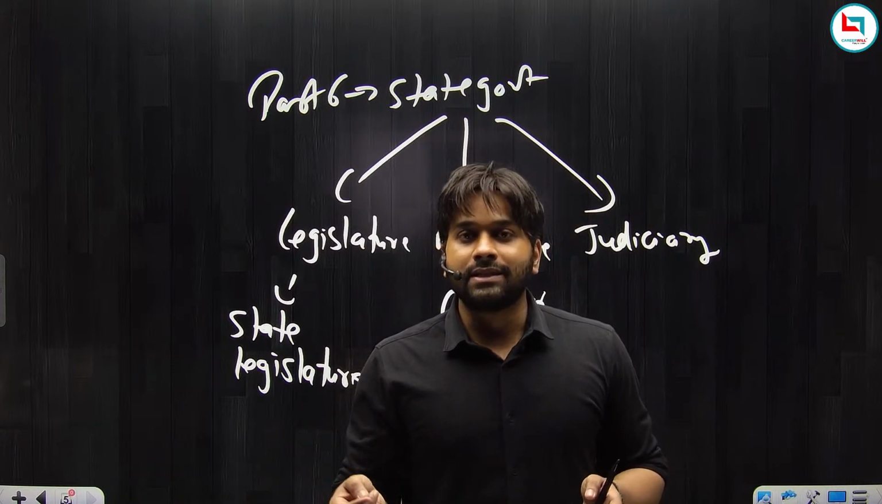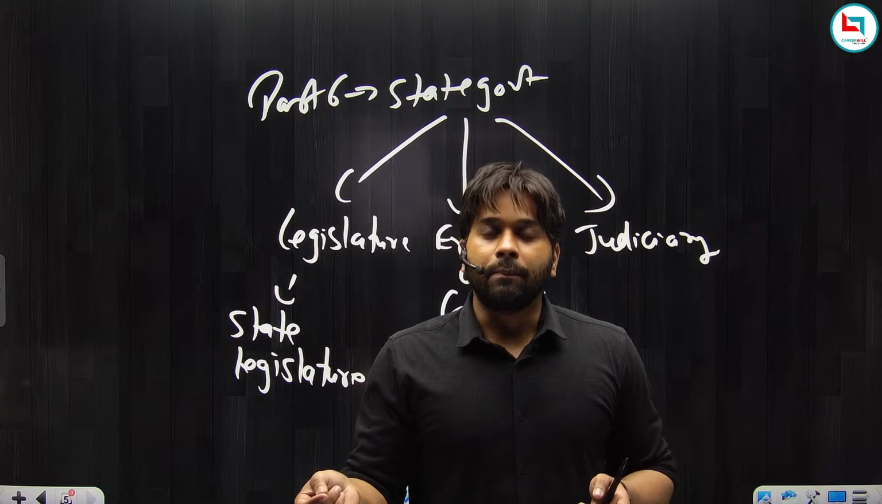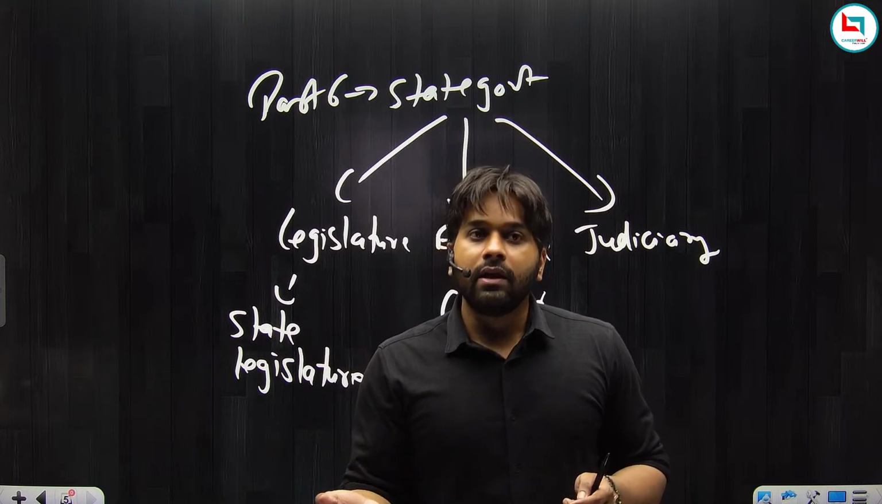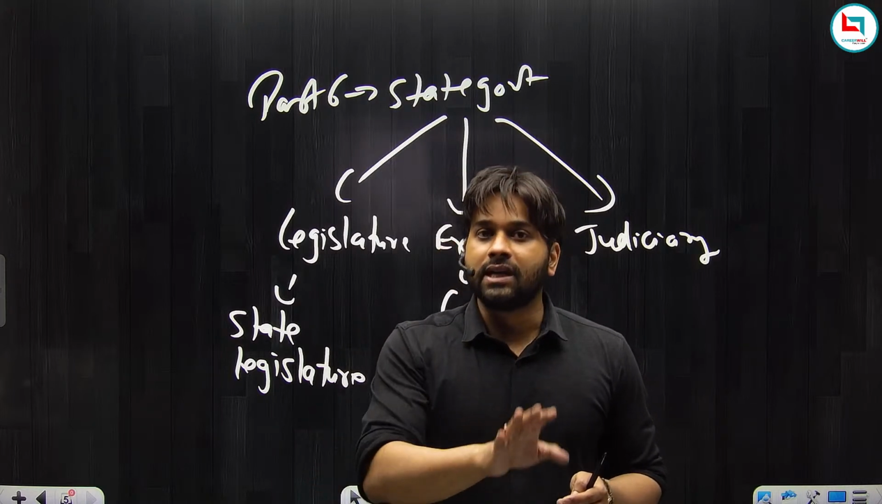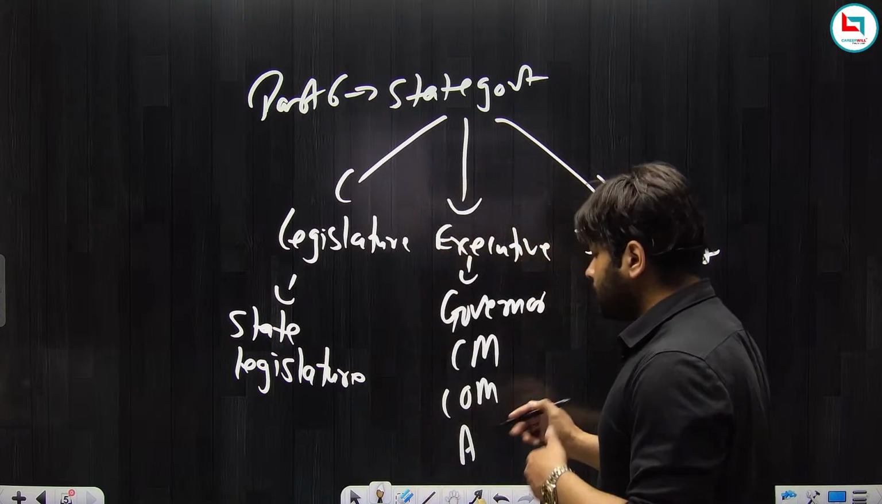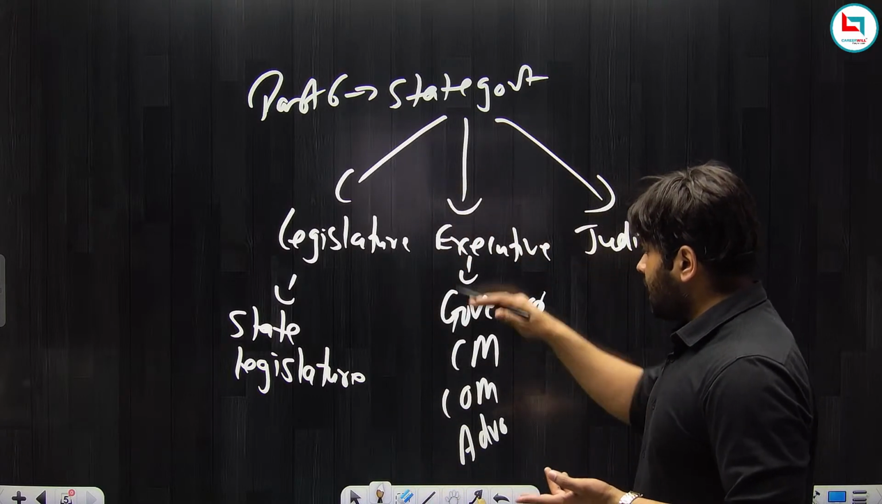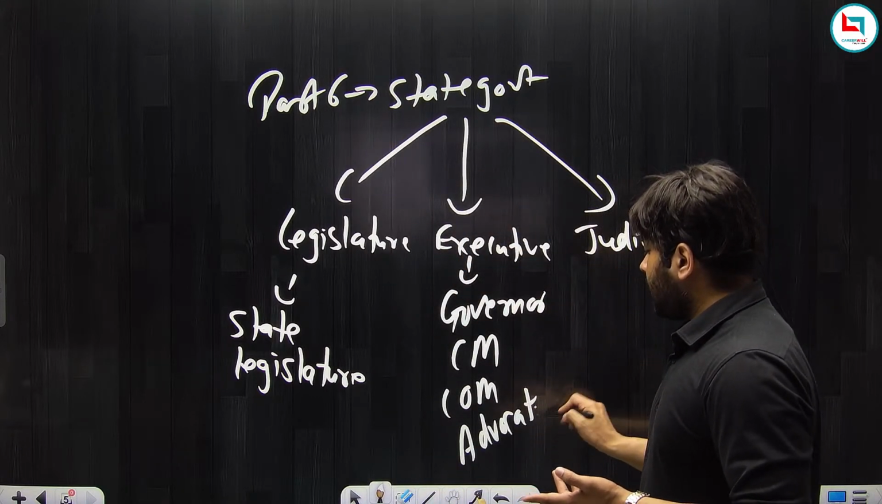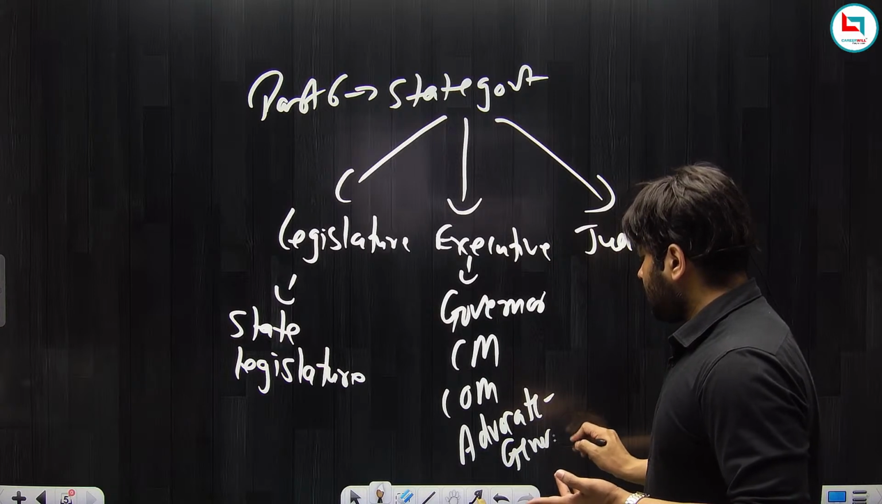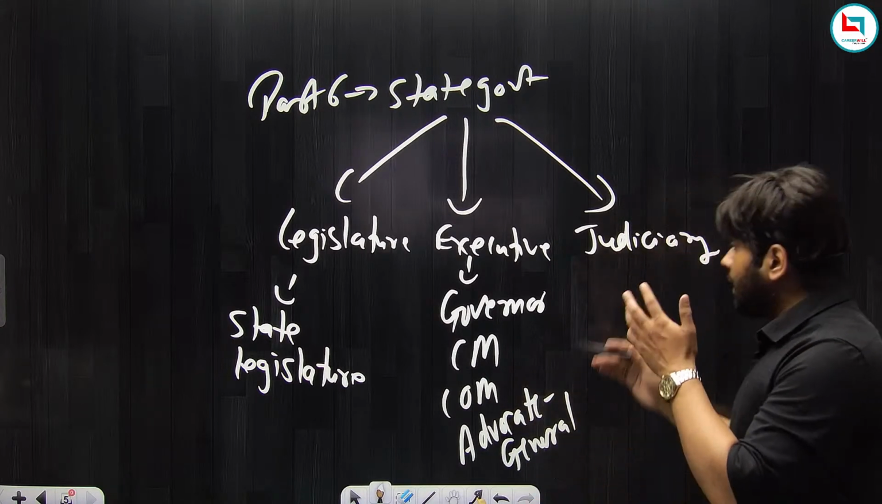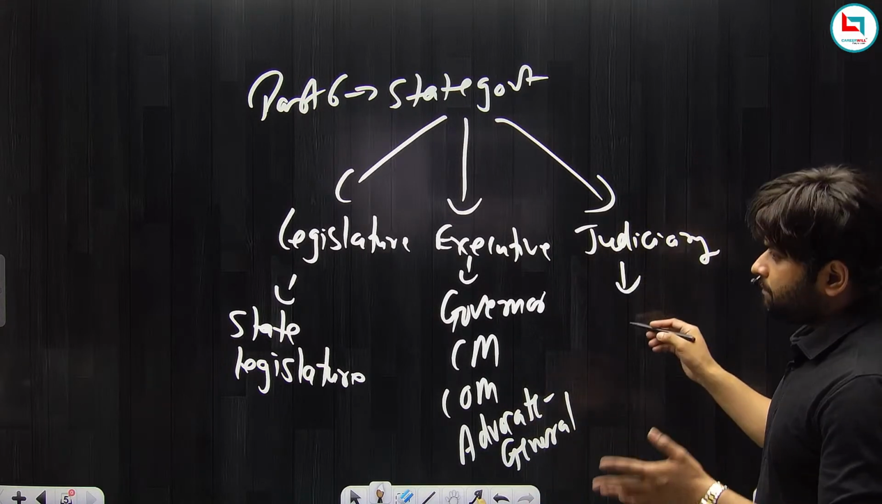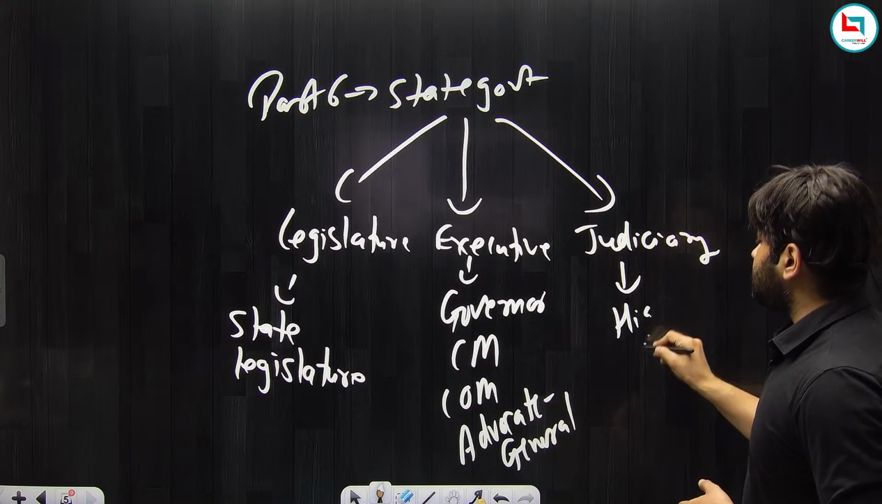The Attorney General is going to represent the central government, be it in the Supreme Court or High Court, and similarly the Advocate General will be representing the state government. So the Advocate General again falls under the state executive. Okay. Now when it comes to the judiciary, see here the main is the High Court.